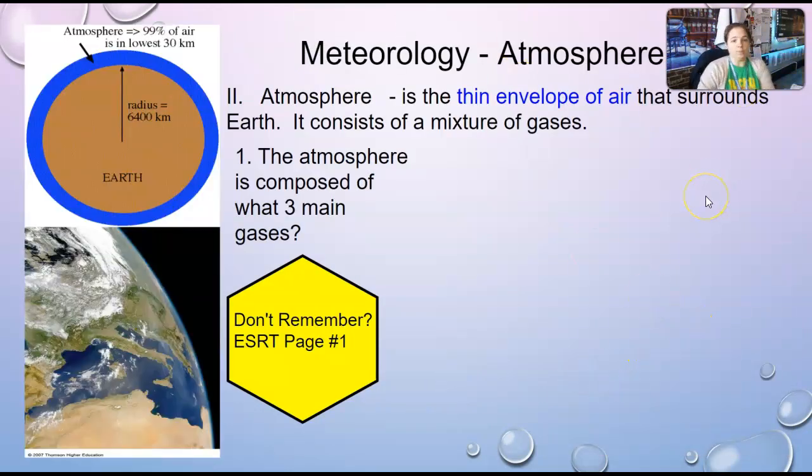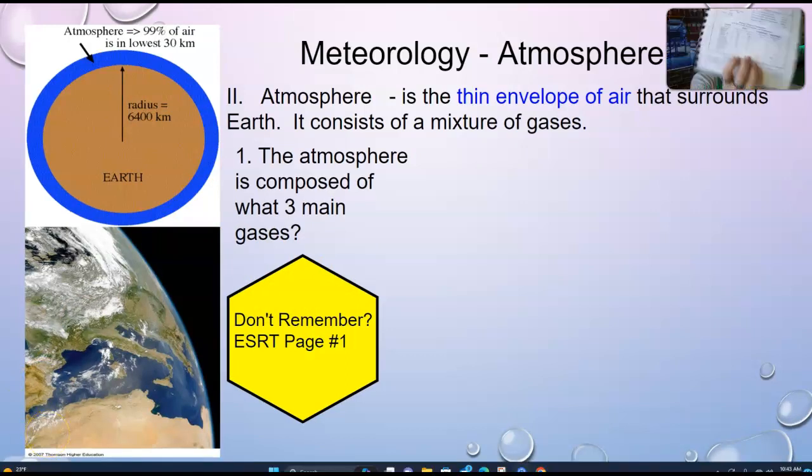All right, with it, the atmosphere again. It is a thin envelope of air right here that surrounds the Earth and consists of a mixture of gases. The atmosphere is composed of what 3 main gases? If you don't remember, let's look to page 1 of our reference table.